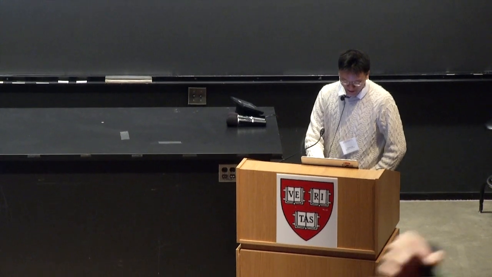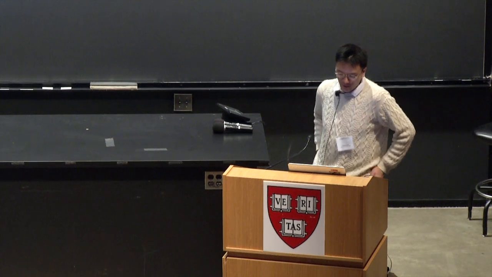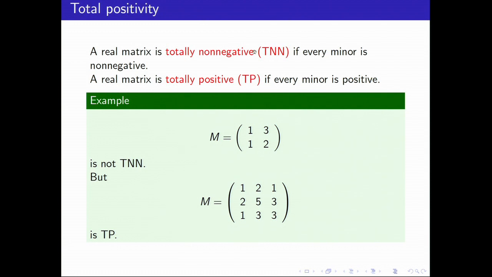So the two talks I want to give are tied together by the subject of total positivity. A real matrix is totally non-negative if every minor is non-negative. A real matrix is totally positive if every minor is positive. In this example, this 2x2 matrix is not totally non-negative and not totally positive. All the entries are positive, but the determinant of this matrix is negative. But this 3x3 matrix is totally positive.